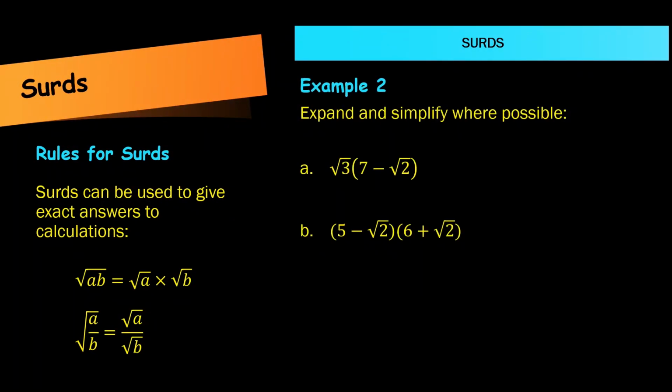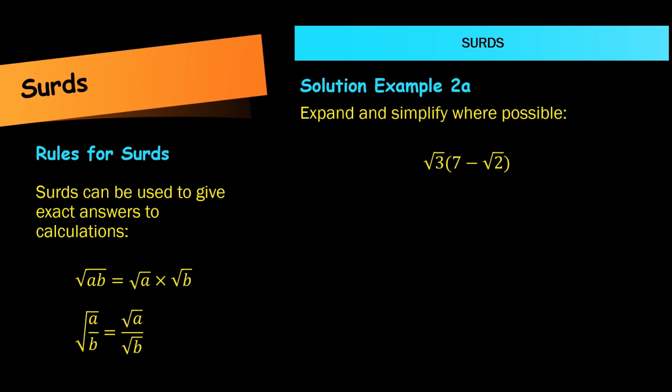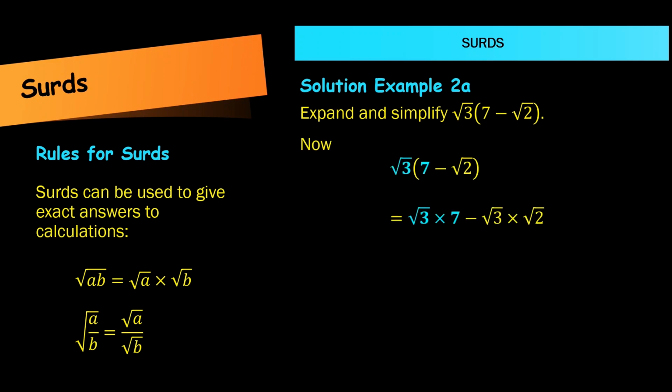Now have a go at this example. Pause the video and have a go before proceeding. Press play when you are ready to view the solutions. So let's solve example 2a. Expand and simplify where possible the expression on your screen. Let's expand. Root 3 times 7 and root 3 times minus root 2. We bring the 7 to the front as this is the convention. Root 3 root 2 becomes root 6, giving us the expression shown.